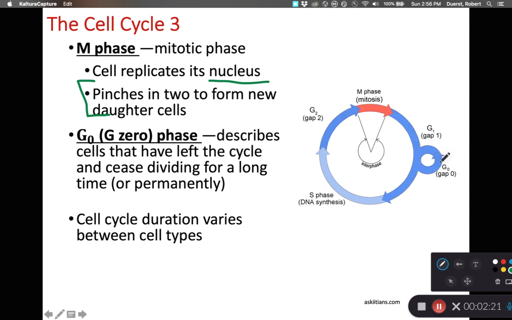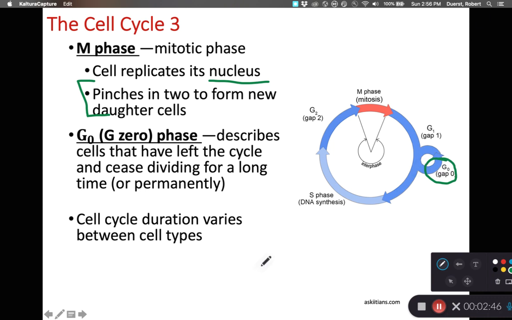There's a side phase called G0, or gap 0. This G0 phase is going to describe what happens to some cells that just stop dividing. There are some cells in our bodies, like skeletal muscle cells or motor neurons, that once we reach adulthood, instead of constantly replicating, they just have a very long lifespan. They can last for years or decades.